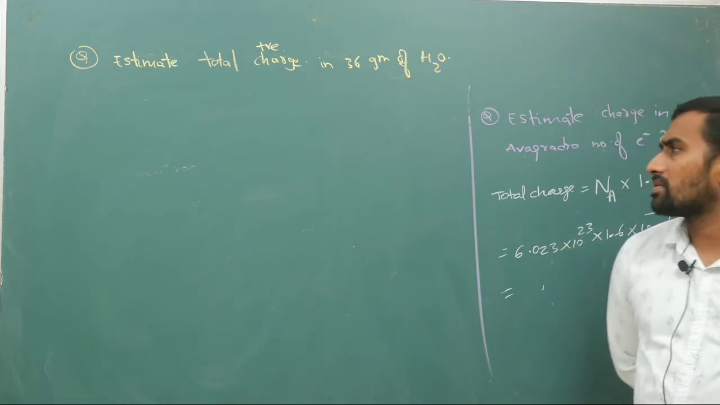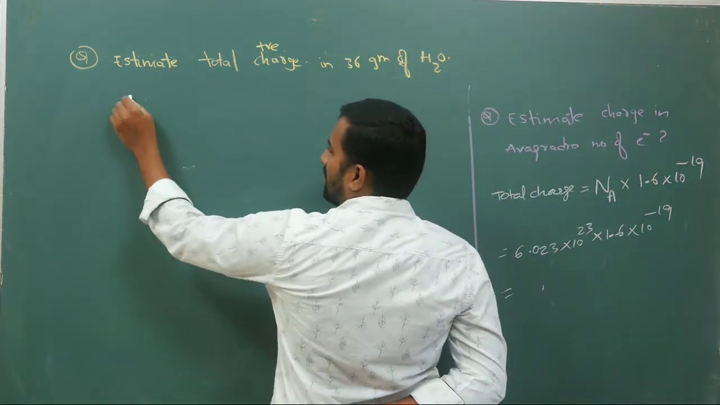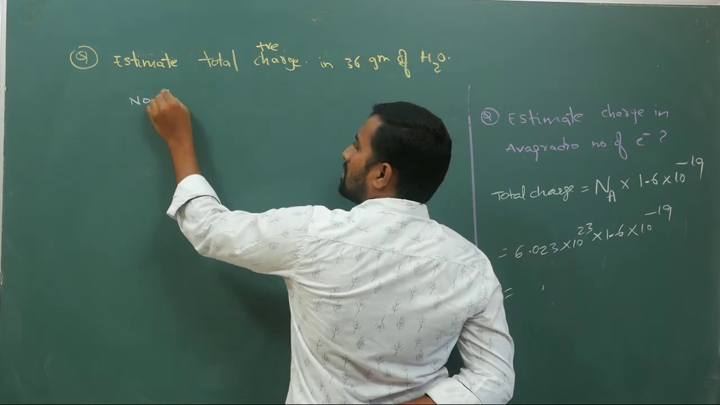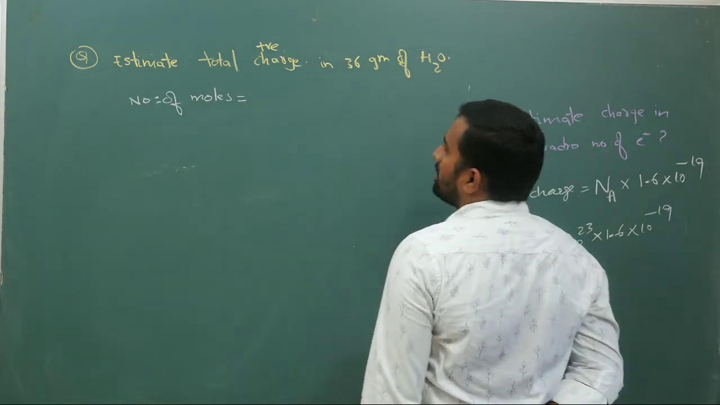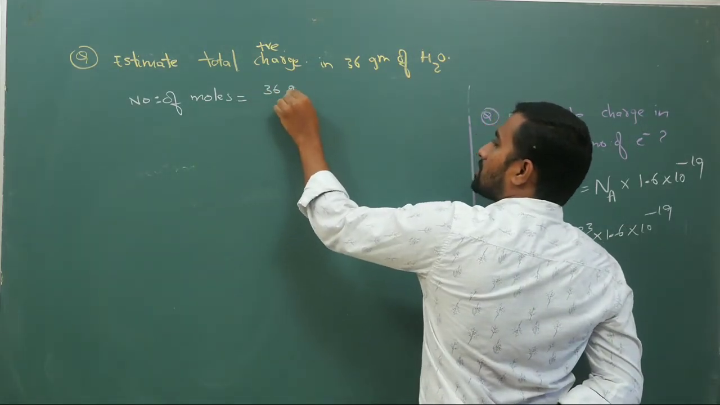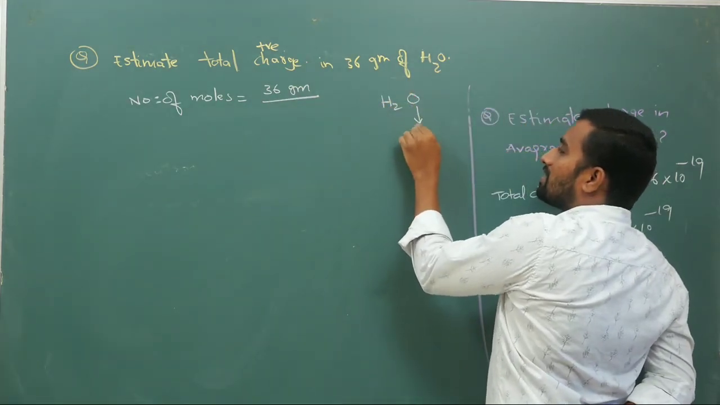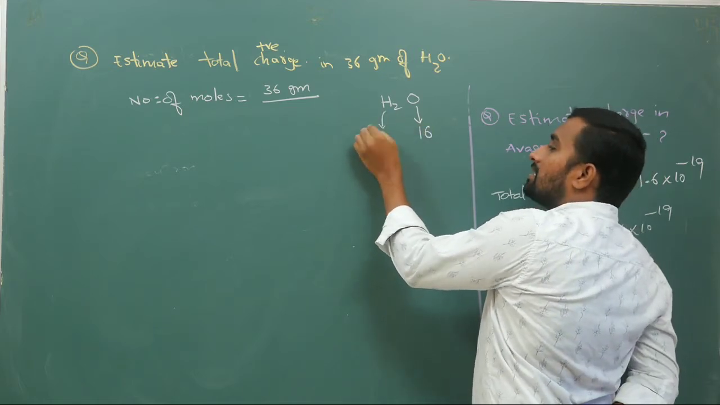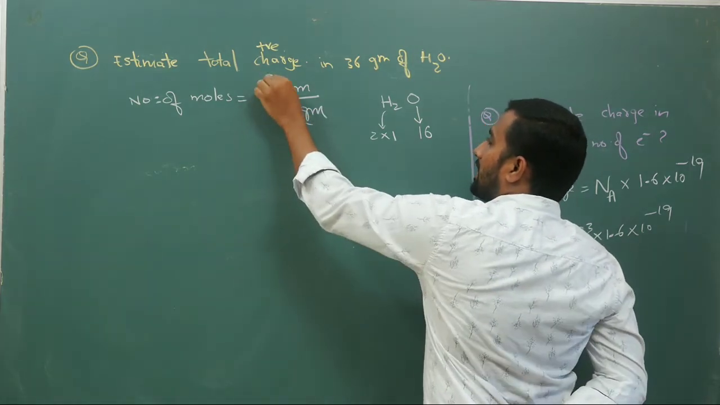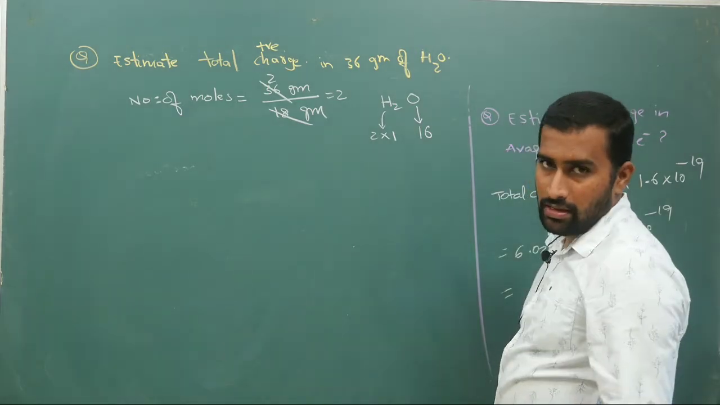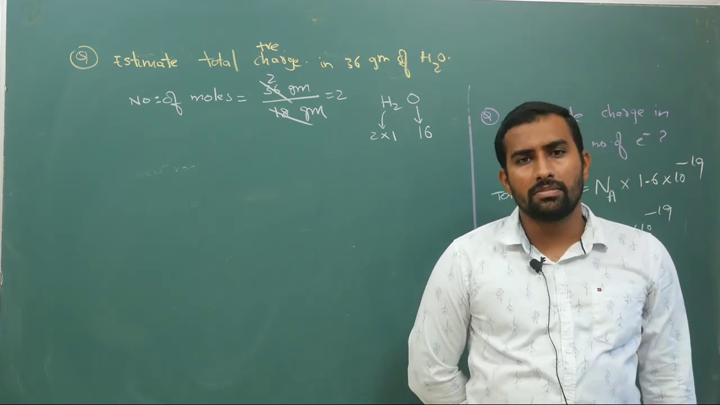So your total charge, first I will calculate number of moles, because you need to know how many molecules are there. Okay, so your number of moles is mass in grams by gram molecular weight. For H2O, oxygen is 16, hydrogen is 2 times 1, so 16 plus 2, 18 grams. 36 by 18, that is 2 moles.